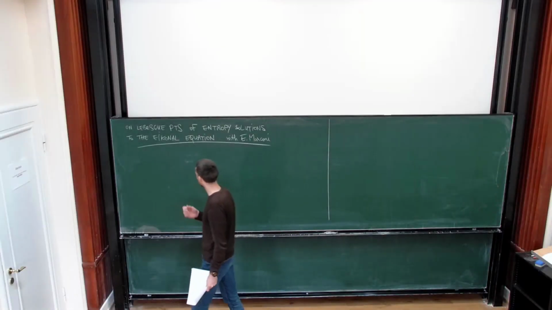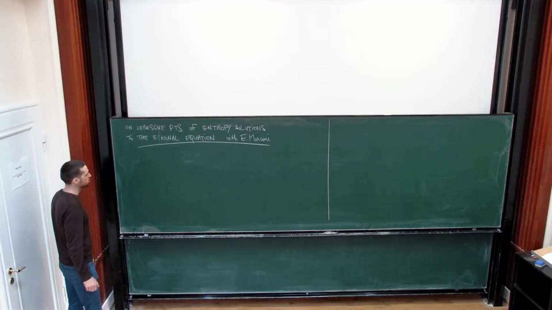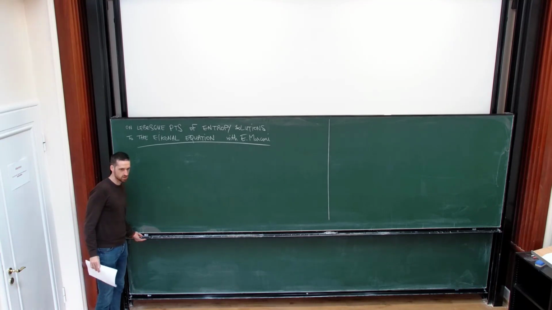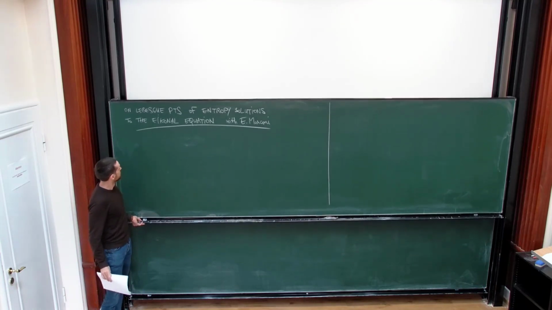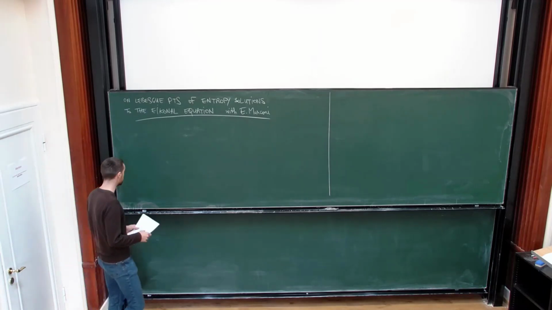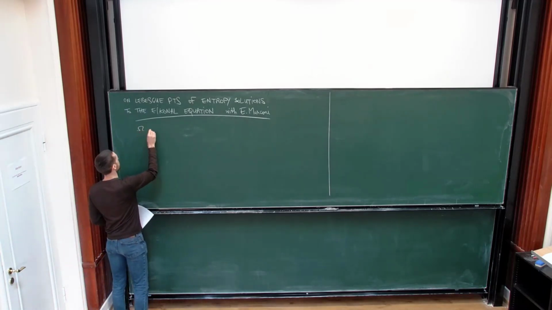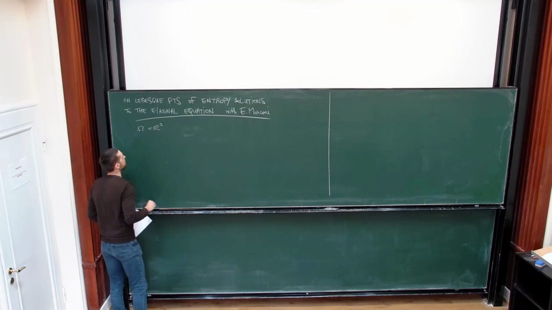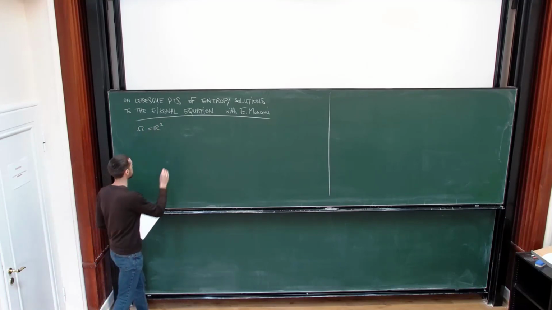So I'm going to speak about joint work with Elio Marconi in Padova, about the eikonal equation in 2D. So very simple equation. I'm going to start by writing it down. So I have a domain in 2D.